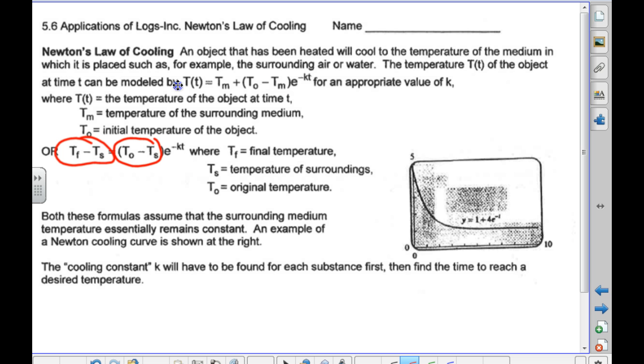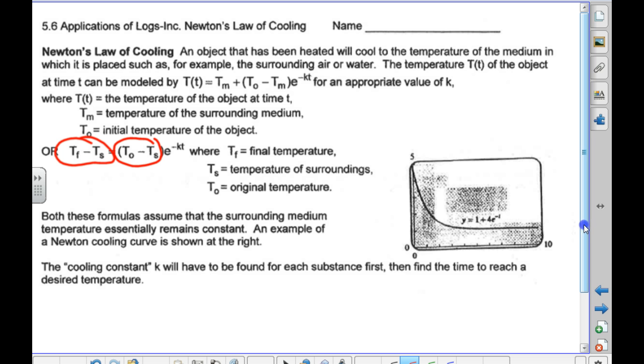We can use this formula if you want, and I would never ask this question on a test or quiz unless I gave you the formula, all right? But the idea is that here, like you took the pizza out, it's going to cool fairly quickly, and then eventually it's going to reach room temperature and stay there. Does the graph kind of make sense?